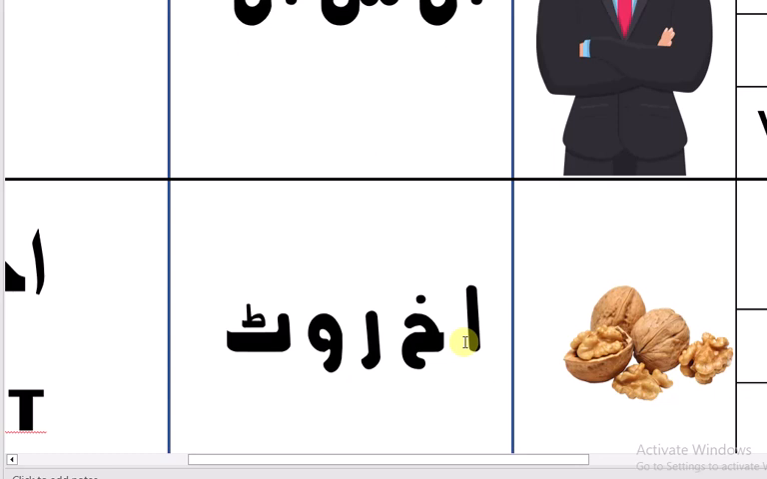Alif, kha, akh, rawa, ro, te, rot. You will say rawa ro te rot. Akhrot. Alif khe akh, rawa ro te rot. Akhrot.